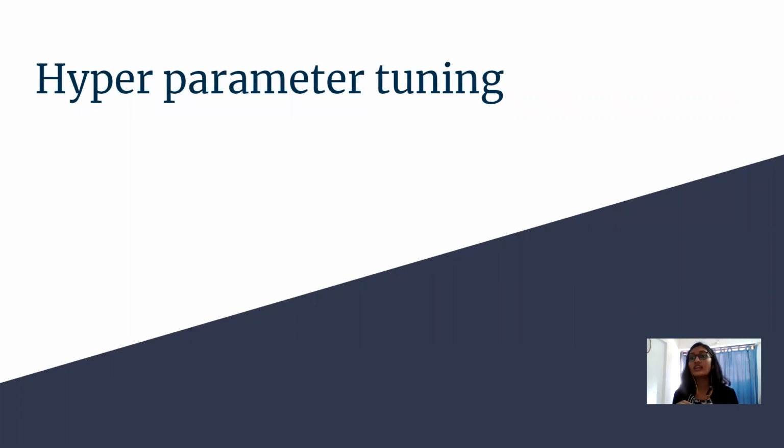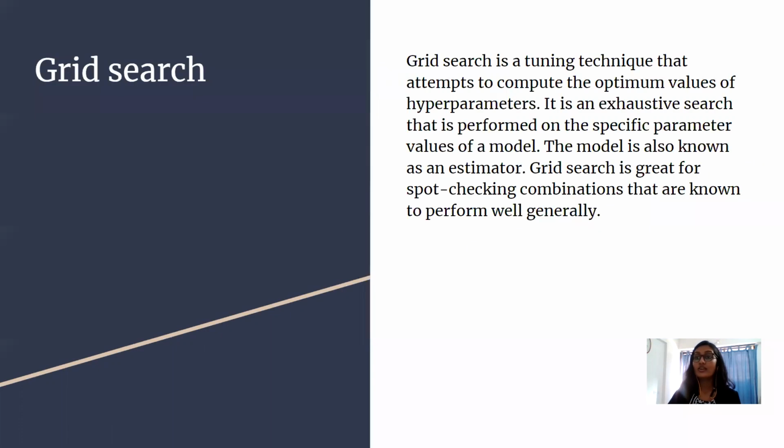Now, search space is the volume to be searched where each dimension represents a hyperparameter and each point represents one model configuration. Now, grid search is a tuning algorithm that attempts to compute the optimum values of the hyperparameters. That is the goal that we have, right? And it is an exhaustive search that is performed on specific parameter values of the model. The model is also known as an estimator. Grid search is great for spot checking combinations that are known to perform well generally.